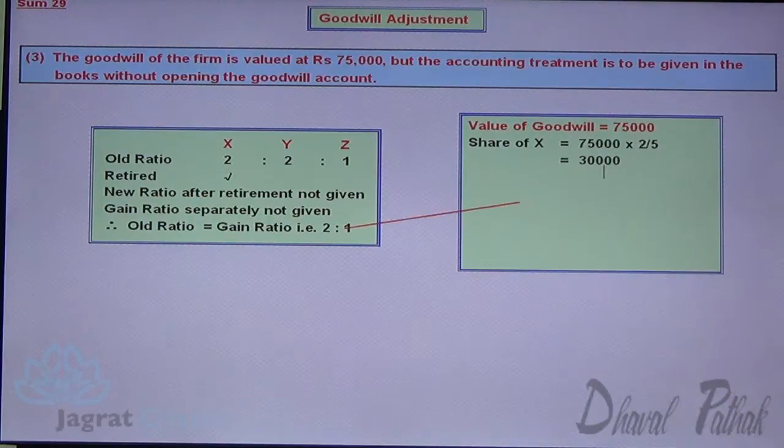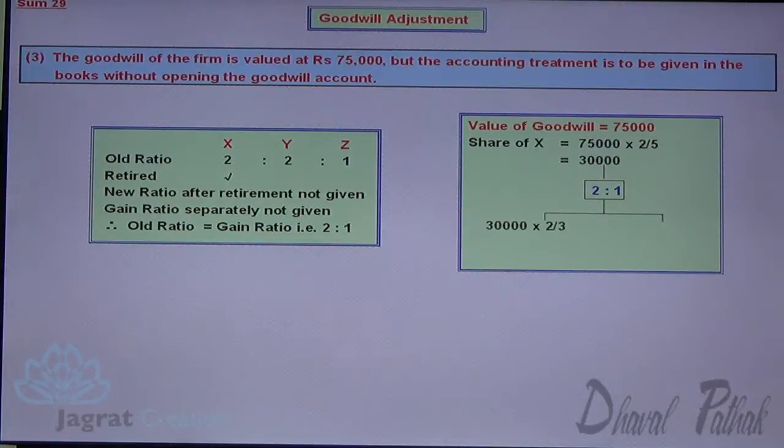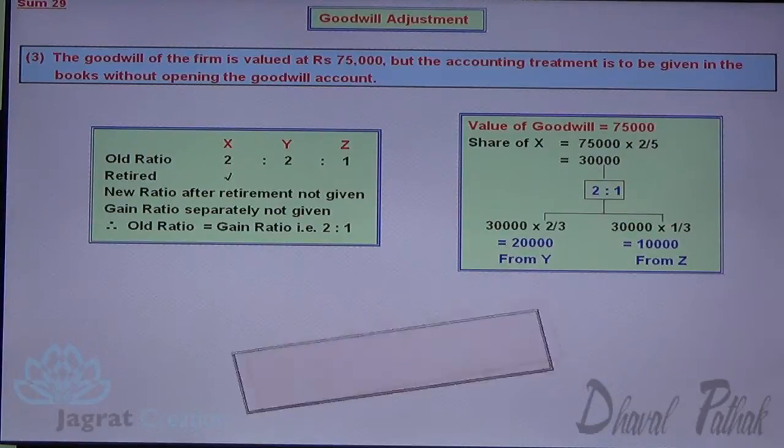Observe it. This is a gain ratio. So 30,000 into 2 by 3, 20,000. X receives from Y. 30,000 into 1/3, 10,000. X receives from Z.